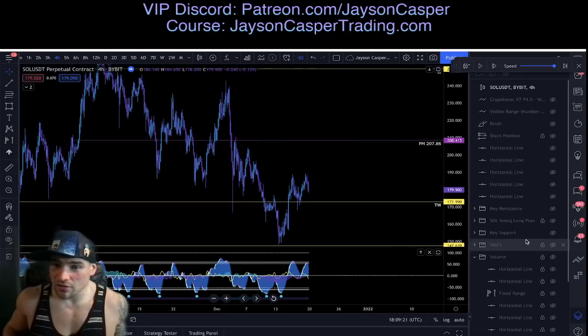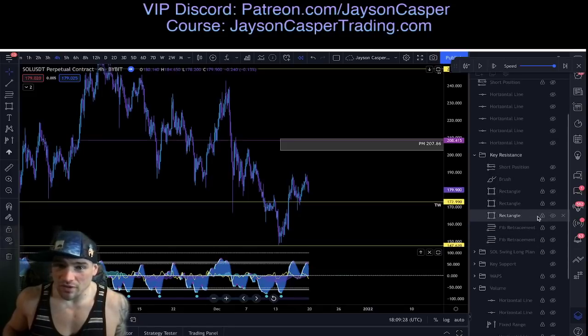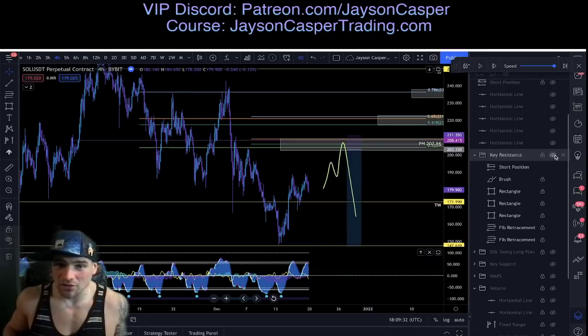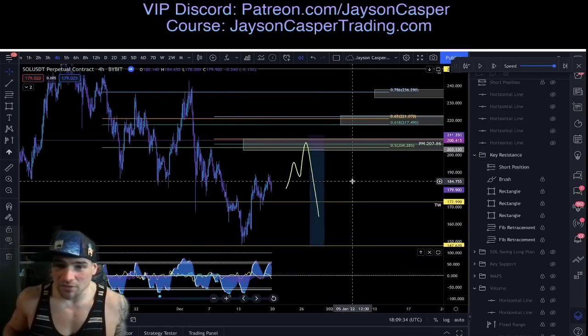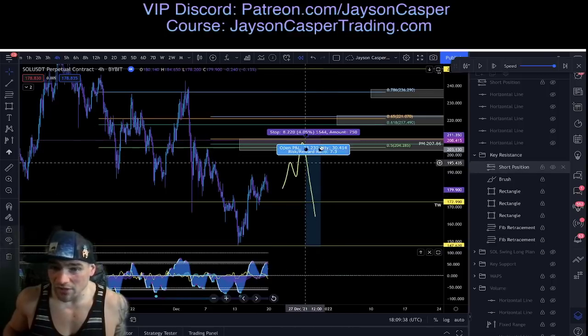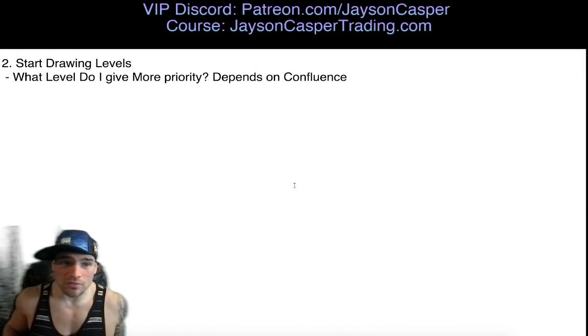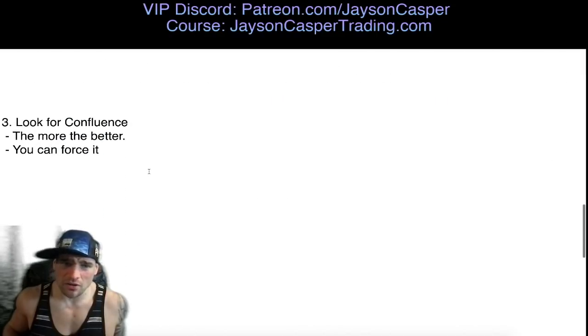And then what I like to do is make a folder called key resistances, and I will put on the chart key areas of resistance based on my analysis. I even gave this potential SOL short setup a week ago based on these things. And so when price comes to there, this leads us to step 3, which we kind of already went over.